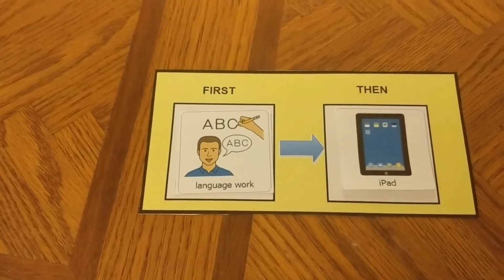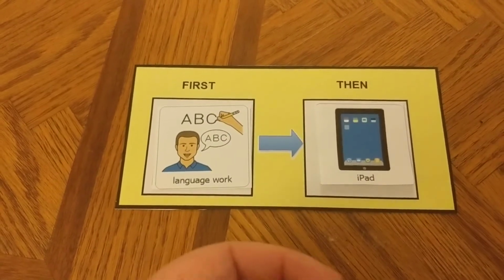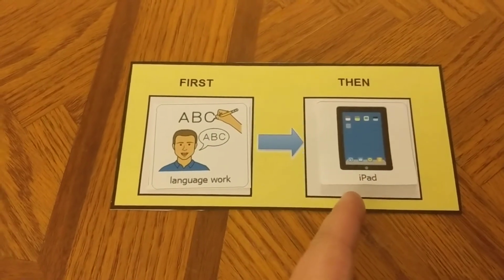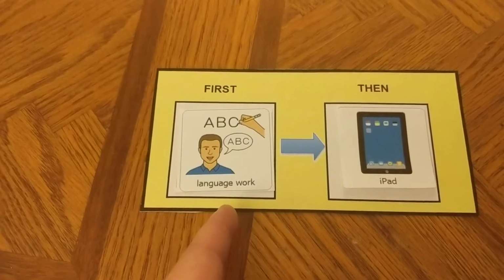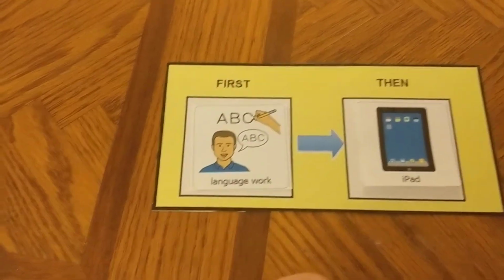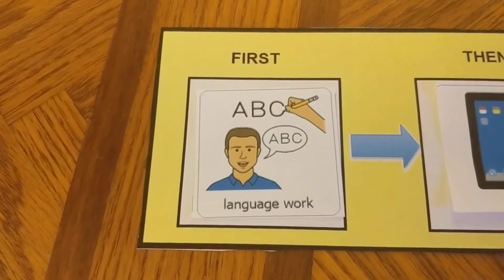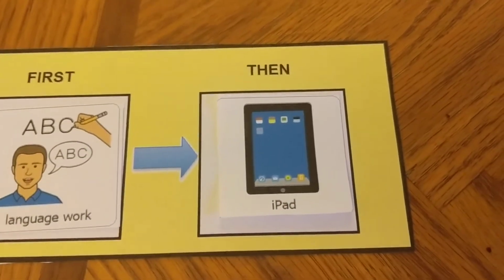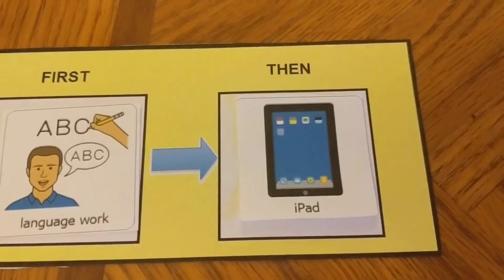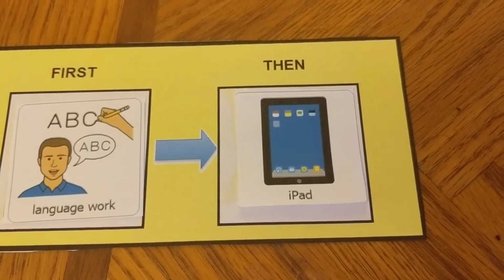So we use the first then boards all the time in our classroom, and they really help the students understand that in order to get the item that they want, we need to do this activity first. So in this situation, I've put the doing language work in the first column, and then the reward is some iPad time afterwards, because iPad time is quite a big incentive for many students.